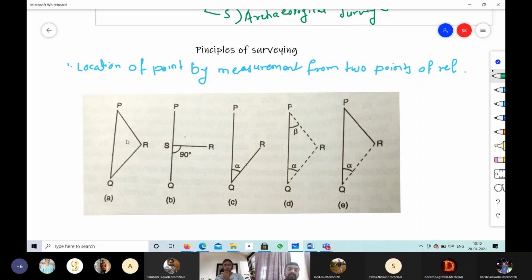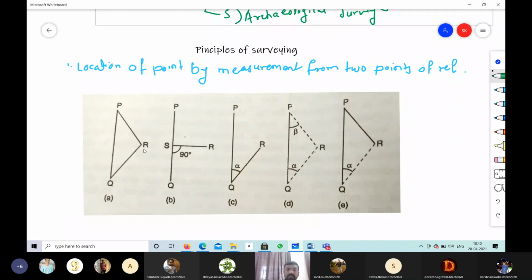Suppose P and Q are the reference points. Can we decide the location of point R? If we know the P and Q points, it means that we know the location of P and Q. Can we decide the location of R? How? By having two measurements. What are those measurements? That can be linear measurement, angular, or a combination of linear and angular. How, I will tell you.